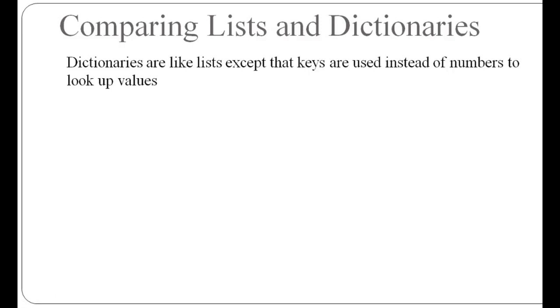Comparing lists and dictionaries, we have just seen lists can also have a homogeneous data type, dictionaries can also have a homogeneous data type. But what is the difference? Dictionaries are like lists except that keys are used instead of numbers to look up values. So in a list we'll be using the indexes 5, 10, 15, but dictionaries will be using the keys for indexing.